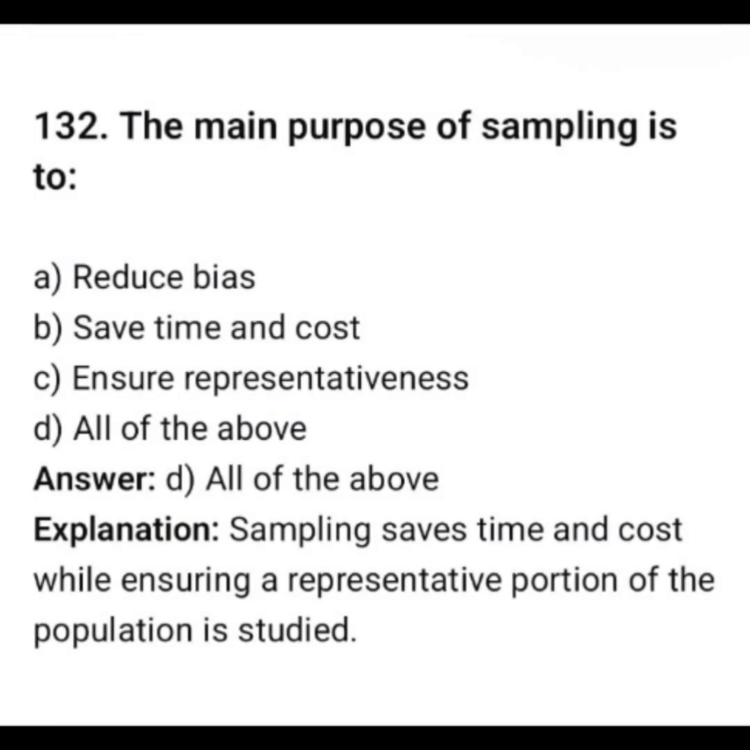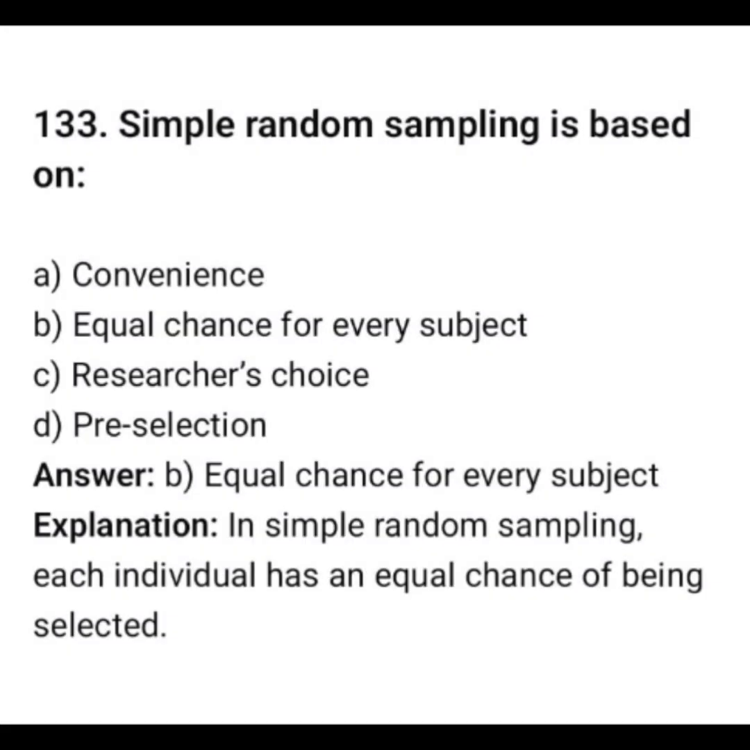The main purpose of sampling is to reduce bias, save time and cost, ensure representativeness, all of the above. The correct answer is option D, all of the above. Sampling saves time and cost while ensuring a representative portion of the population is studied.